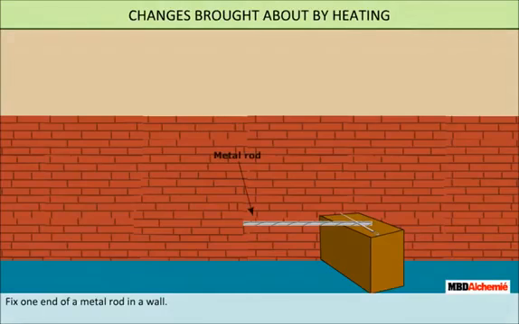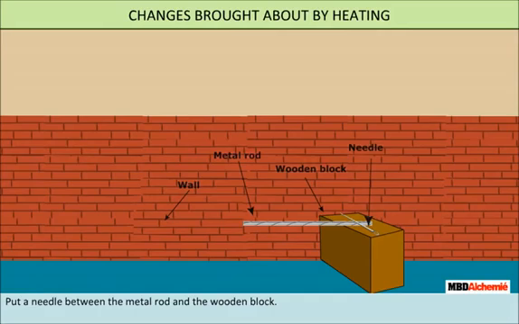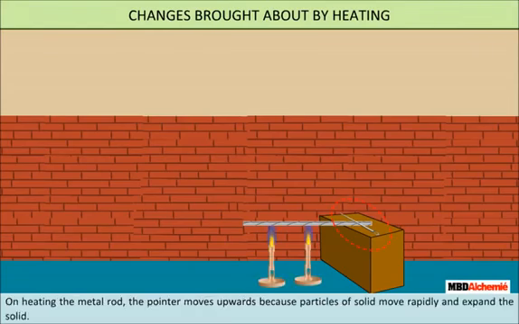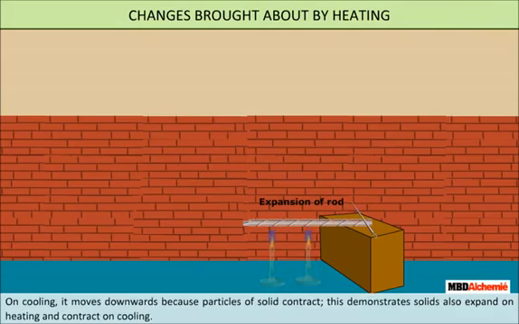Fix one end of a metal rod in the wall. Place a wooden block under the other end. Put a needle between the metal rod and the wooden block. Stick a pointer on the needle as shown here. On heating the metal rod, the pointer moves upwards because particles of solid move rapidly and expand the solid. On cooling, it moves downwards because particles of solid contract. This demonstrates that solids also expand on heating and contract on cooling.